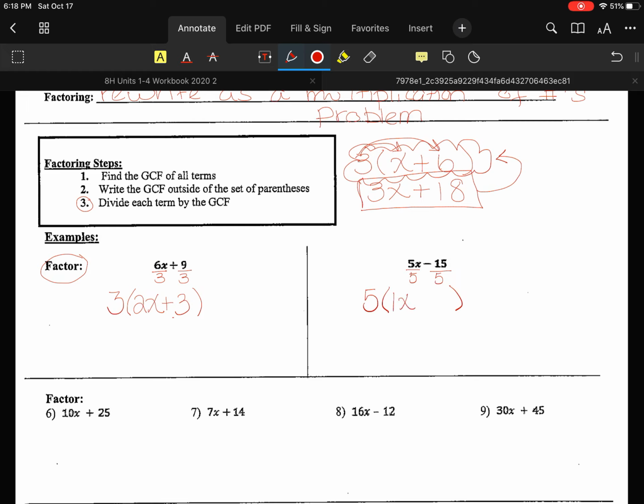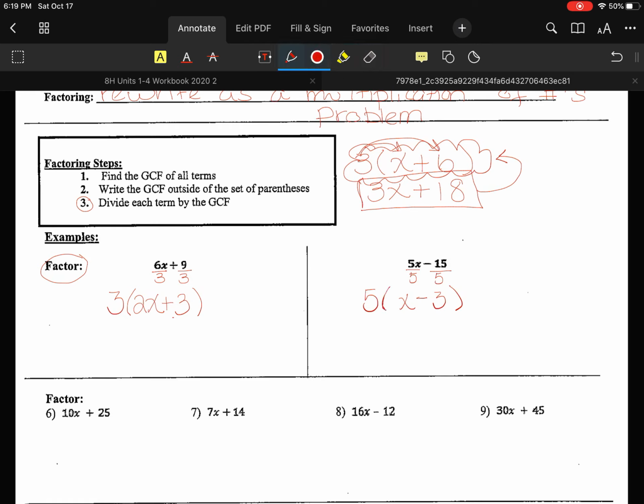I'm going to divide my terms by my GCF, which was 5. 5 divided by 5 is 1, so I could put a 1x. 15 divided by 5 is 3, so I'm going to put a minus 3. And then, again, if you want to double check yourself, 5 times 1x is 5x. 5 times 3 is 15. Okay, but I don't need to do that. That's just something that you should be wanting to do for a check.